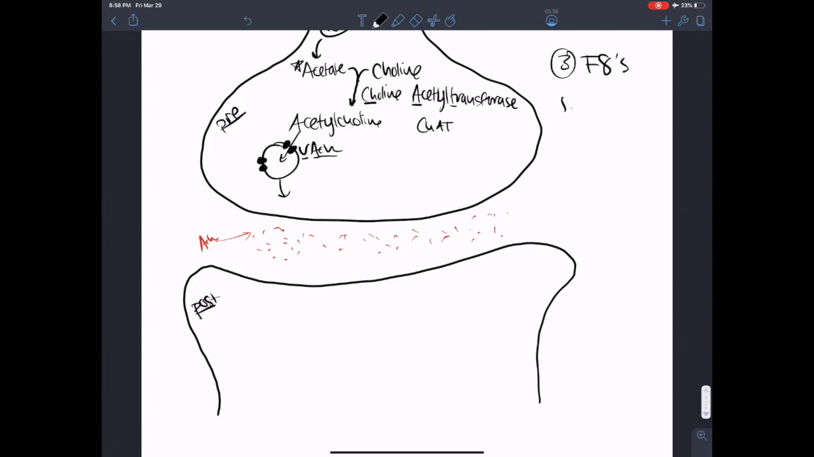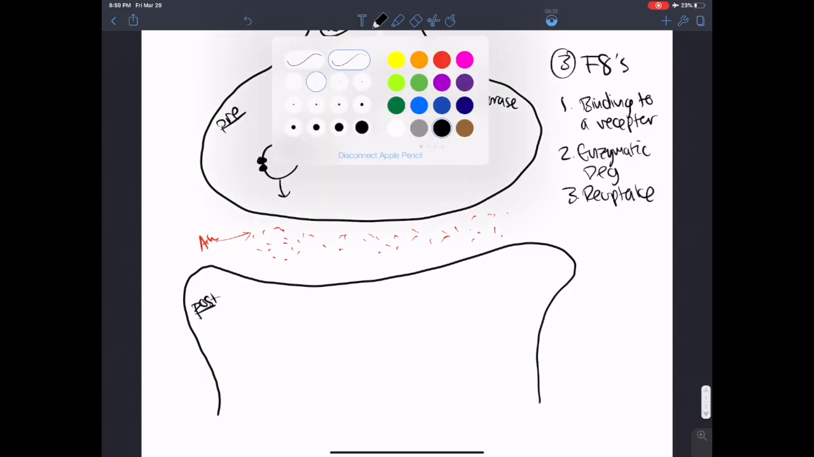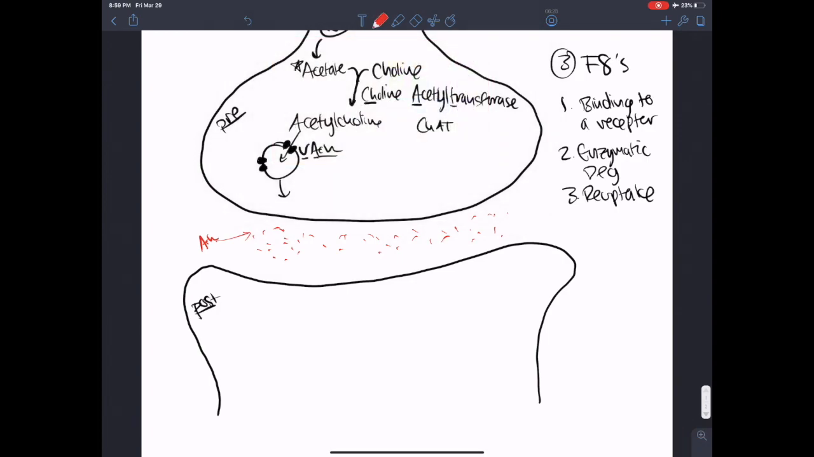We got one, binding to a receptor. Two, enzymatic degradation. And three, reuptake. Right? So a molecule of acetylcholine can bind to a receptor. In the neuromuscular junction, this is most commonly going to be the nicotinic acetylcholine receptor, although as we've talked about, there's also a couple other types of acetylcholine receptors, which I'll get into a little in a sec.